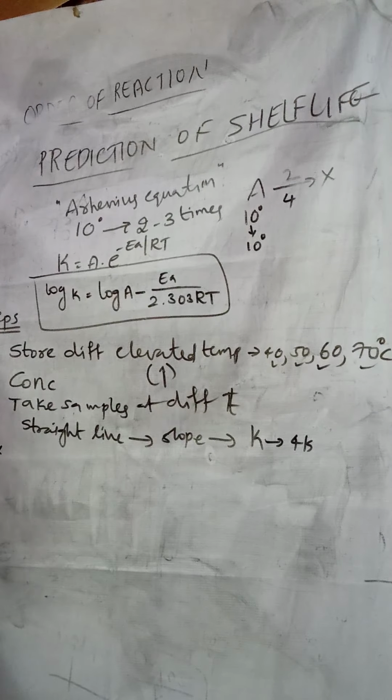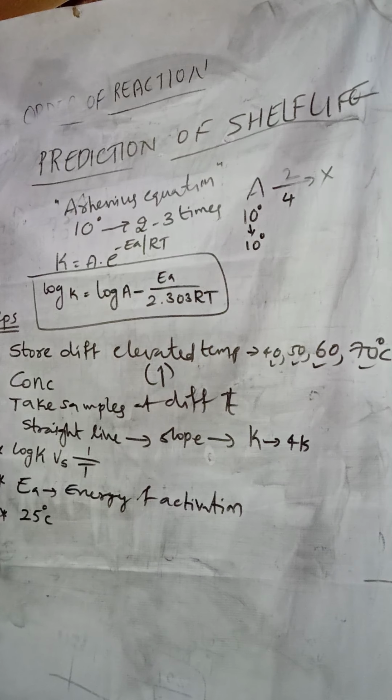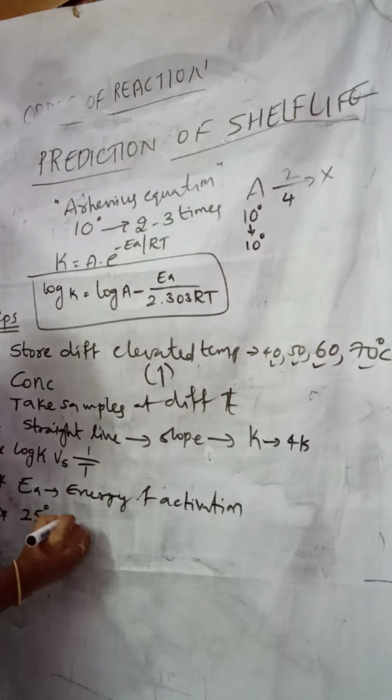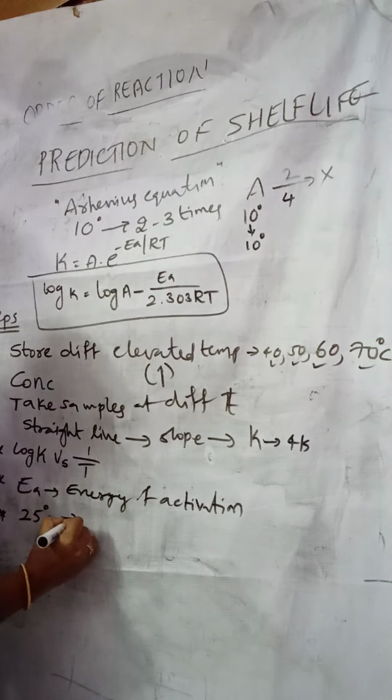You will get a straight line. Now from that graph, you extrapolate that line up to room temperature, which we are considering here as 25 degrees centigrade. From the 25 degrees centigrade extrapolation, you will understand the K25 value. You will get the value of K25.